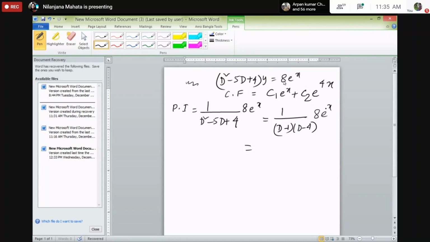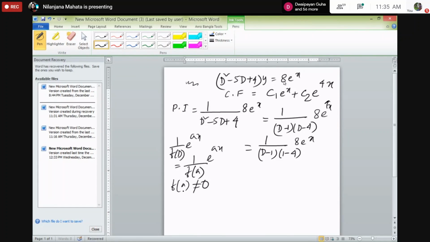Now, the coefficient a is 1 here, right? If I put D is equal to 1 here, it will vanish, so I won't be able to use this factor. So I will put 1 in the other factor: 1 minus 4, 8e to the power x. 1 by f(D) e to the power ax is 1 by f(a) e to the power ax provided f(a) is not equal to 0. So I am putting 1 in place of D in the factor that is not 0, and the other will vanish, so I cannot use it here. So my next term is 8e to the power x by minus 3.